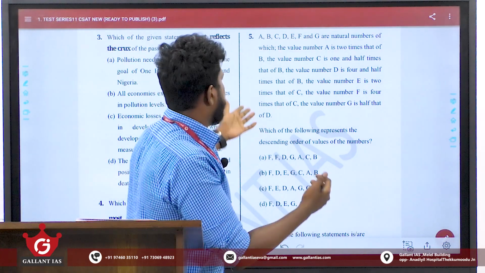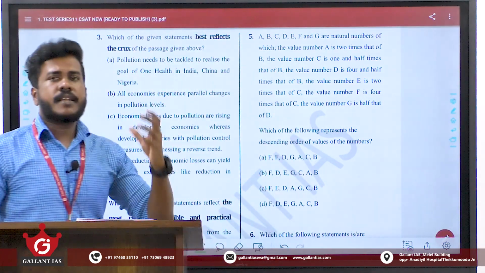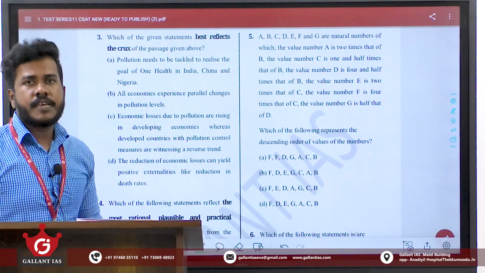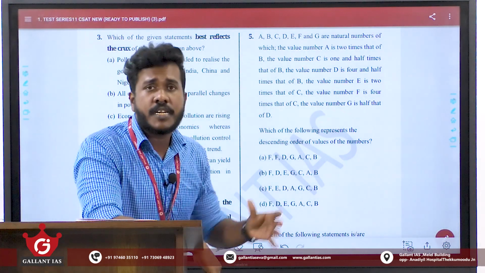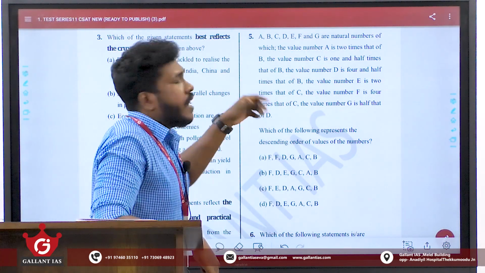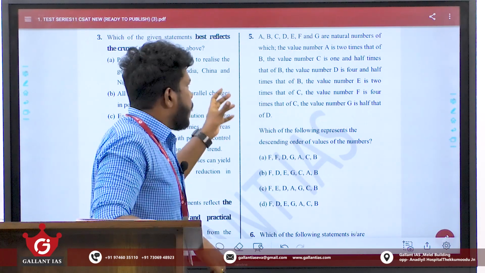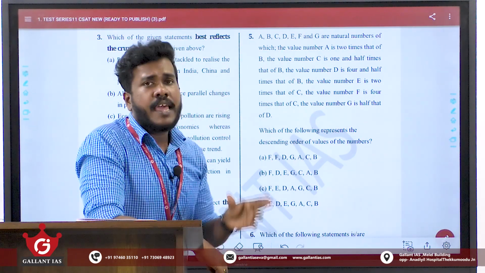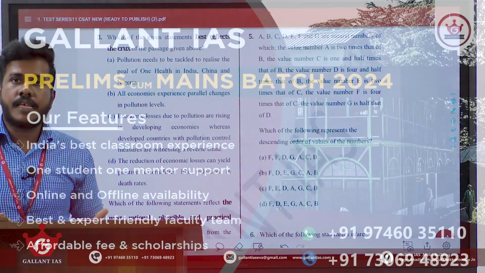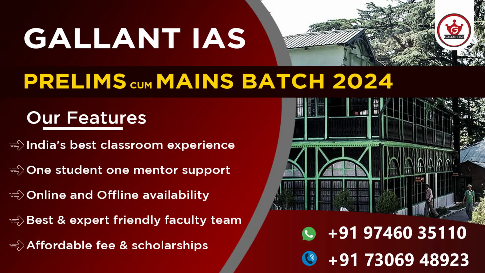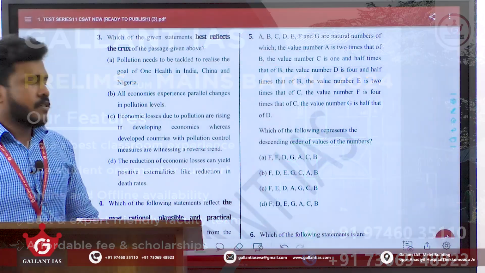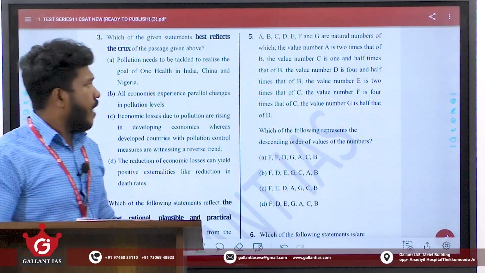Here you can see certain relations between certain variables are given, and with the help of those relations, you need to find which is the highest value and which is the lowest. So you need to arrange A, B, C, D, E, F, G in descending order, and select the exact option given below. So how to solve this question?